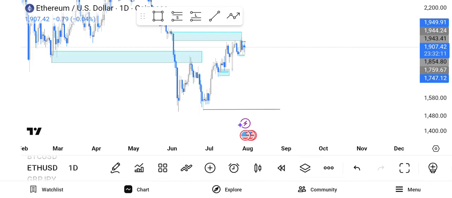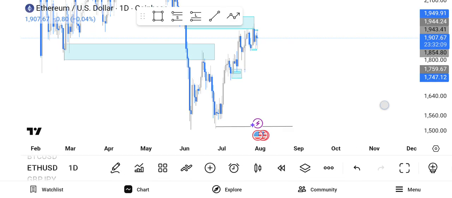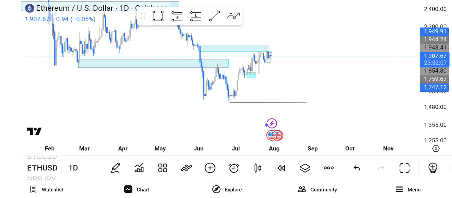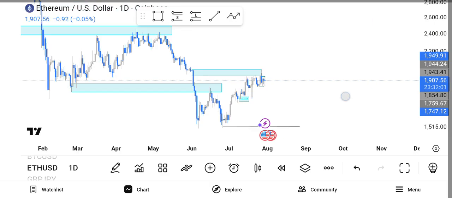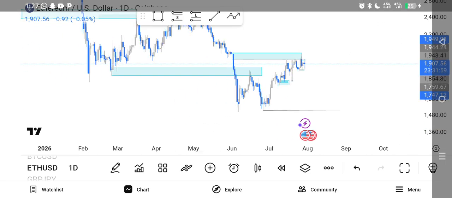So in our next videos we'll be talking about other blocks, breakout blocks, supply and demand zones, imbalance, inefficiency, efficiency, and the rest of it.